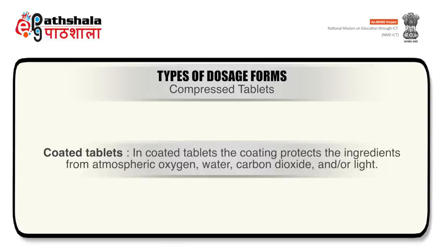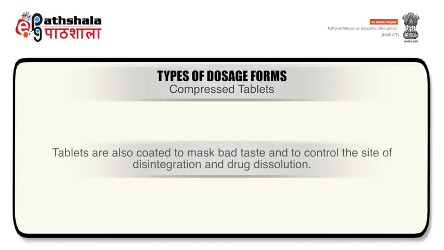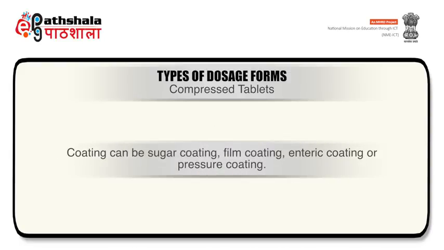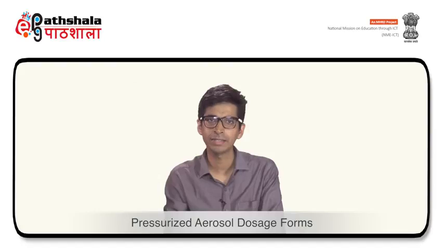Coated tablets. In coated tablets, the coating protects ingredients from atmospheric oxygen, water, carbon dioxide, and/or light. Tablets are also coated to mask taste and to control the site of disintegration and drug dissolution. Coating can be sugar coating, film coating, enteric coating, or pressure coating. Lastly, in this chapter, we discuss pressurized aerosol dosage forms.